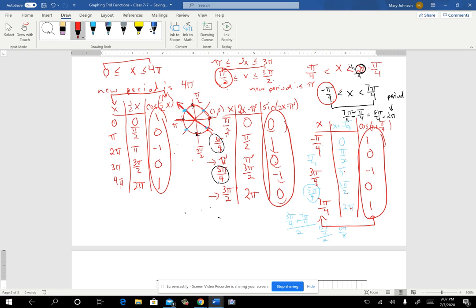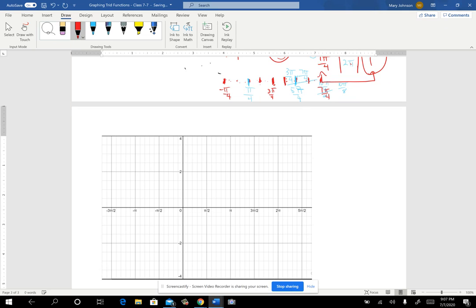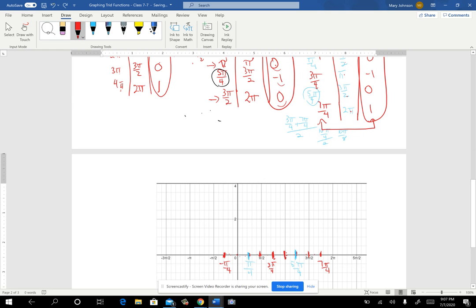Okay, the same idea can work for tangent and for cotangent. I won't do much with that. I just want to mention it. It's just with tangent, you're doing from negative pi over 2 to pi over 2, remember. And with cotangent, that would be from 0 to pi. That's when you make your inequality.